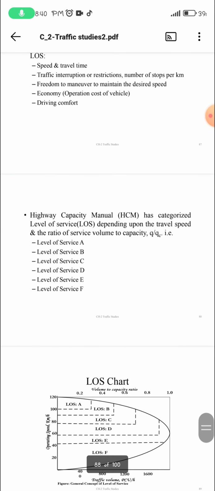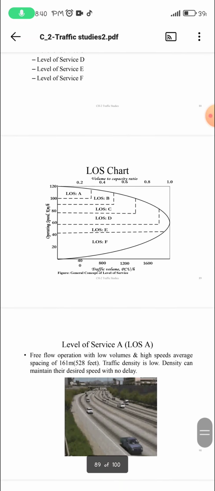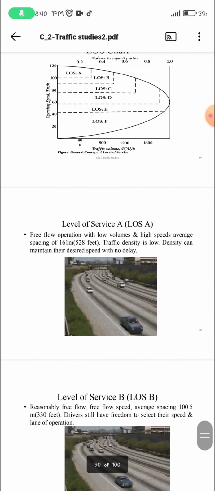The Highway Capacity Manual (HCM) has categorized level of service depending upon the travel speed and the ratio of service volume to capacity, Q by QC. That is level of service A, level of service B, level of service C, level of service D, level of service E, level of service F. LOS chart. Level of service A, LOS A: free flow operation with low volumes and high speed, average spacing of 461 meter, 521 feet. Traffic density is low. Drivers can maintain their desired speed with no delay.